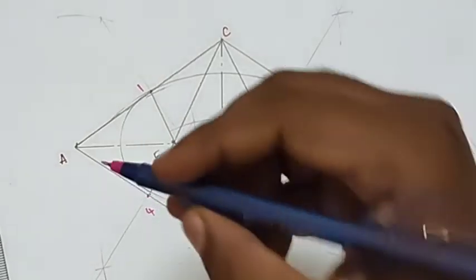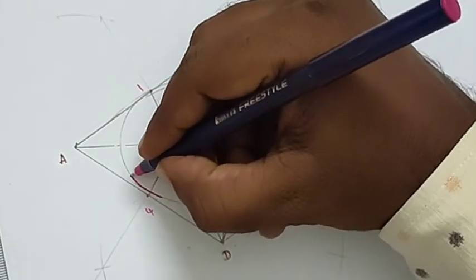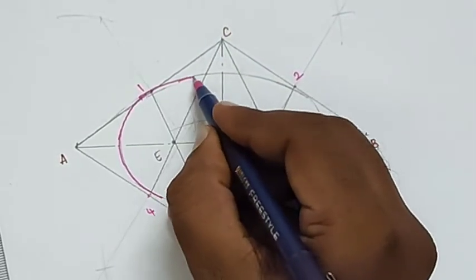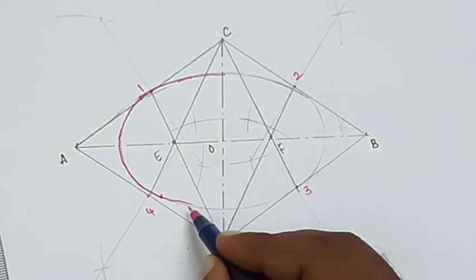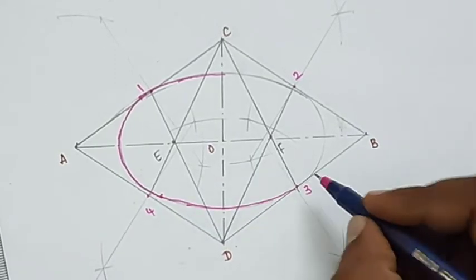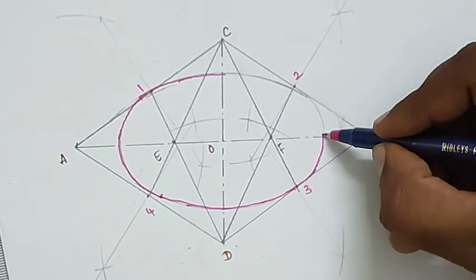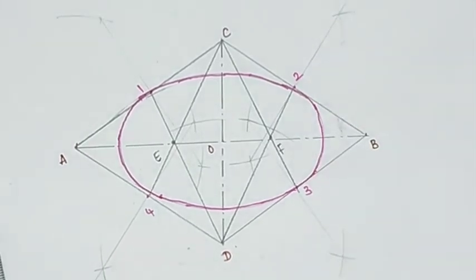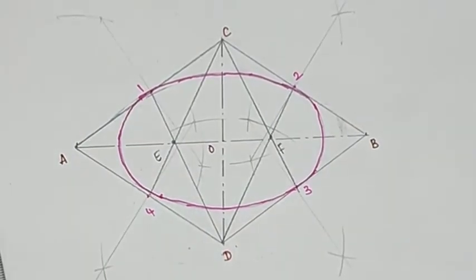Now we will join all the arcs and we will get a neat curve. That curve shows an ellipse. So this diagram represents an ellipse. This is the 4 center method, or we can call it the rhombus method. In isometric projection of a circle, we draw the isometric projection of a circle as an ellipse by using the 4 center method. This is the best method for constructing the isometric projection of a circle, and it is also one of the methods for constructing an ellipse.